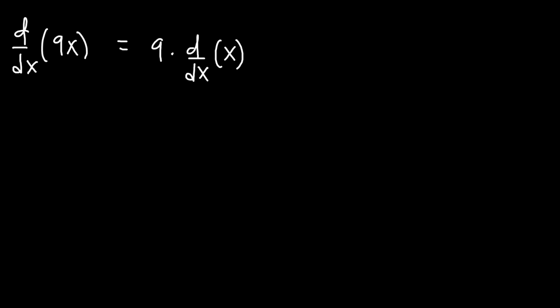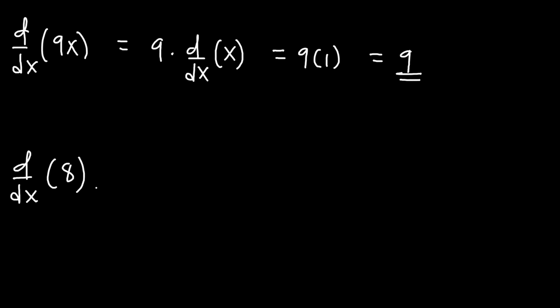Now how can you find the derivative of 9x? This is the same as 9 times the derivative of x. And we know that the derivative of x will be equal to 1. Therefore, the derivative of 9x will be equal to 9 times 1, which is equal to 9. Now, how about the derivative of 8? When you differentiate a constant, you get 0. Therefore, the derivative of 8 is 0.